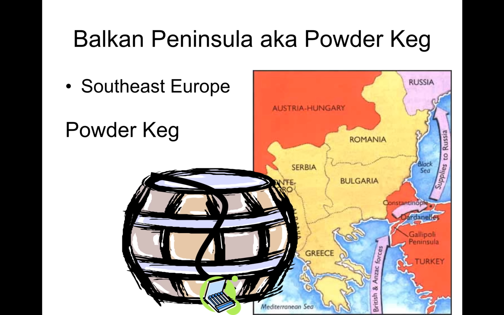So what you guys need to know, and I'll refer back to the powder keg for the rest of this lecture, is the name of the area, which is the Balkan Peninsula. You need to know its nickname, which is the powder keg, and you also need to know the exact location of where it's at in Europe, and that would be Southeast Europe. So I need you to actually write in Southeast Europe in the box where it says location.